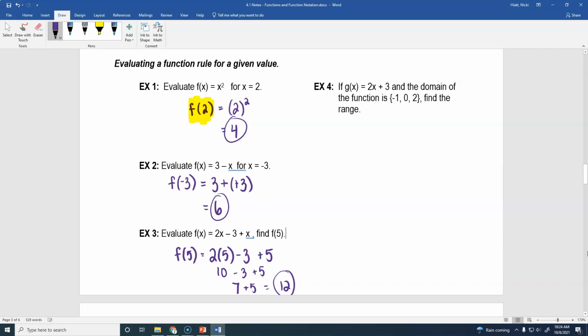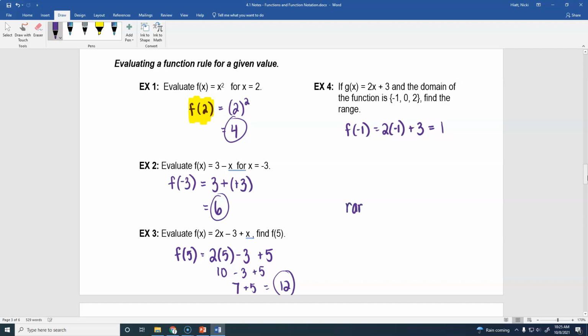Something you have not seen is something like number 4, where it says if g of x equals 2x plus 3, and the domain of the function is -1, 0, 2, find the range. Okay? What is a domain? What does the domain give us? X values, right? So what that tells me is all of those are x's. So if I want to find the range, I'm going to plug these in, and it's going to give me the y. So if I do f of -1, that'd be 2 times -1 plus 3, which would be -2 plus 3, which gives me 1.